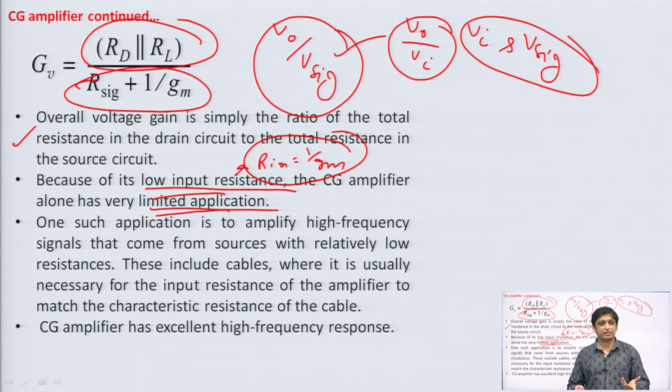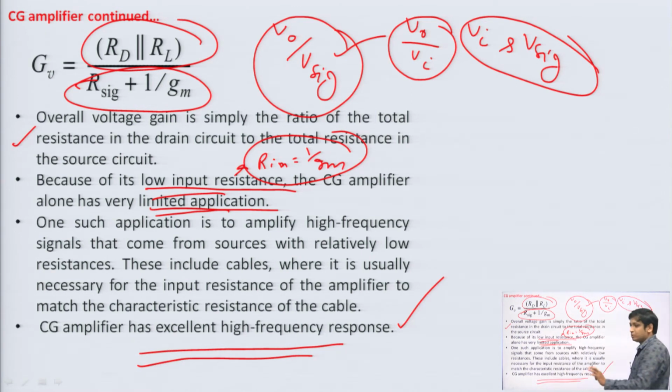So, the low input resistance we are getting from which configuration? From common gate, because in common source and in common drain we are applying the input at the gate. So, the input resistance is high. So, that is another application of common gate, that is in cables, fine, and it is having excellent high frequency response because there is no Miller effect.